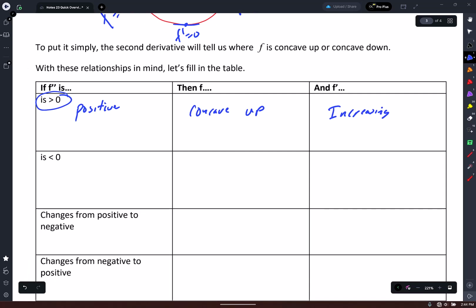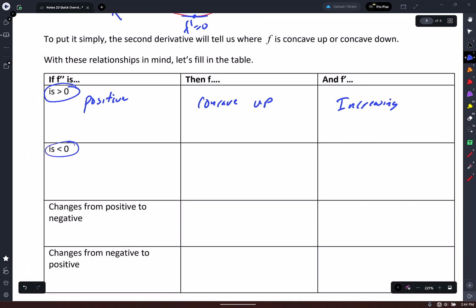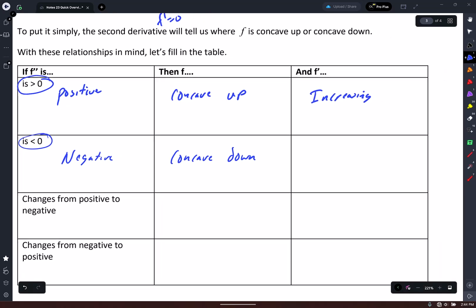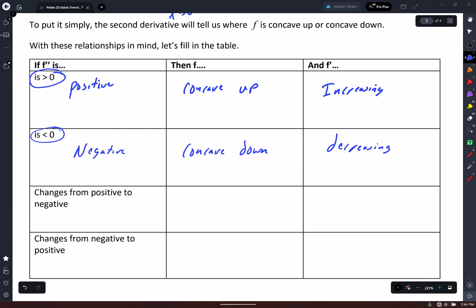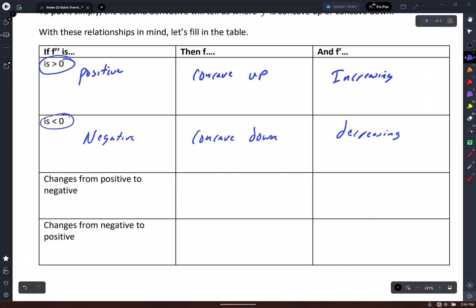Yes. All right. When f prime prime is negative, what does it mean about f? Concave down. What does it mean about f prime? Decreasing. Do you guys see that? Okay. We're talking about f prime prime right here.